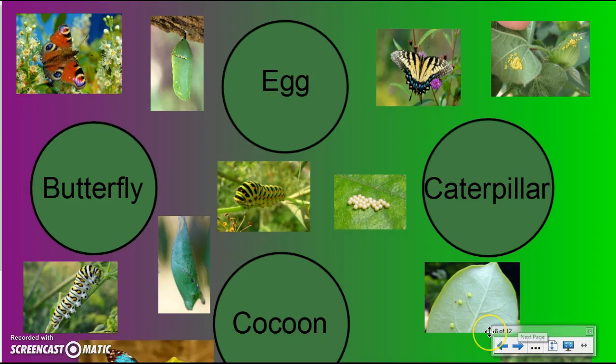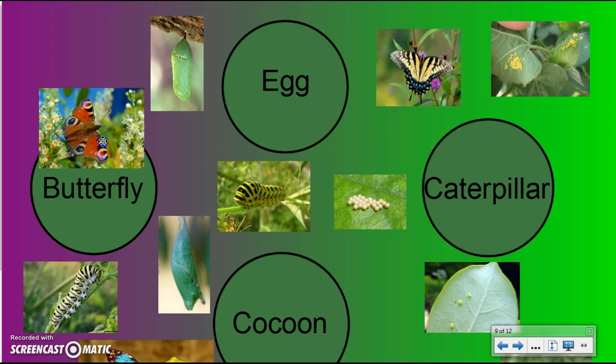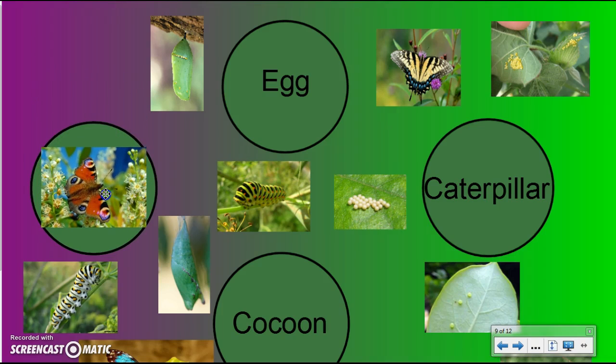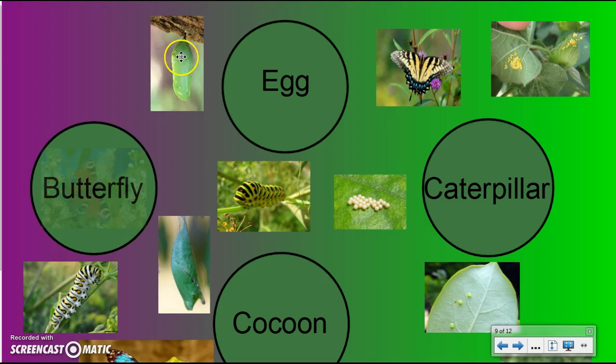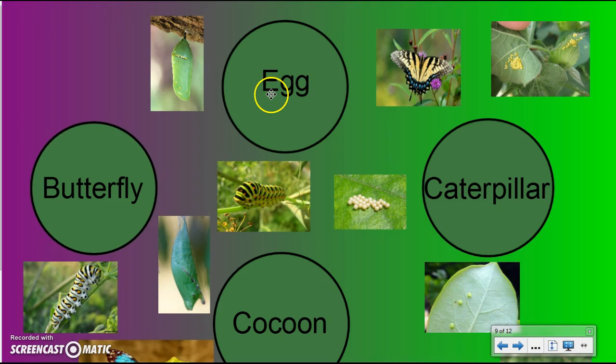This is a little game that you can play. It's identifying the different stages by picture. So what you do is you click one of the pictures, for example, this one, and I know this is a butterfly, so I'm going to drag it to the butterfly category. If it's correct, it should disappear. Now, if I'm wrong, for example, let's drag this cocoon to the egg category. It should, oh, bounce back.